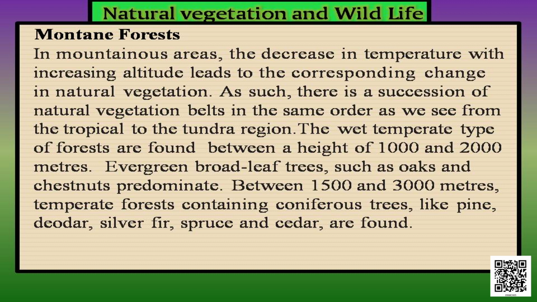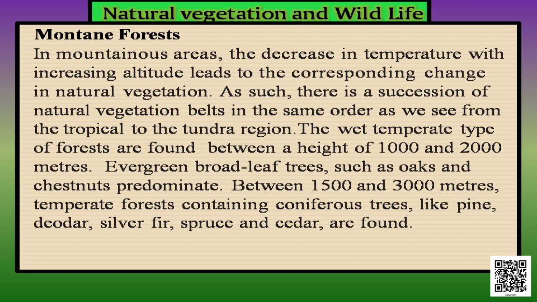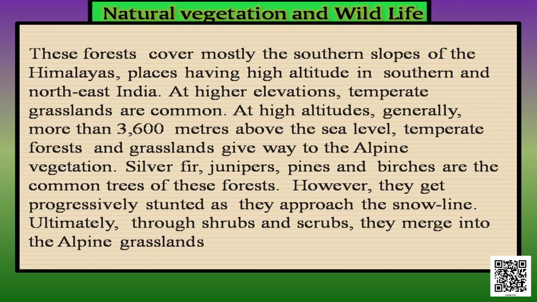Those are found between 1500 and 3000 meters, where the temperate forests contain coniferous trees. Do you know, children, what coniferous trees are? The coniferous trees are conical in shape, so they are known as coniferous trees. The trees include pine, deodar, silver fir, spruce and cedar. They are mostly found in this region.